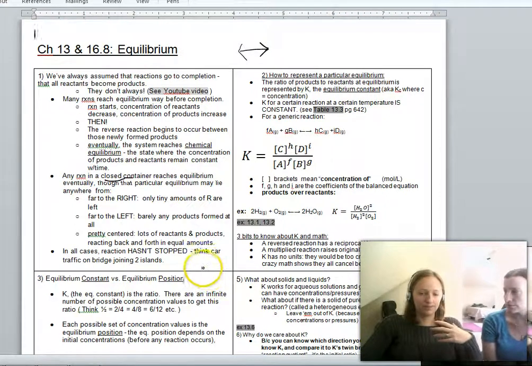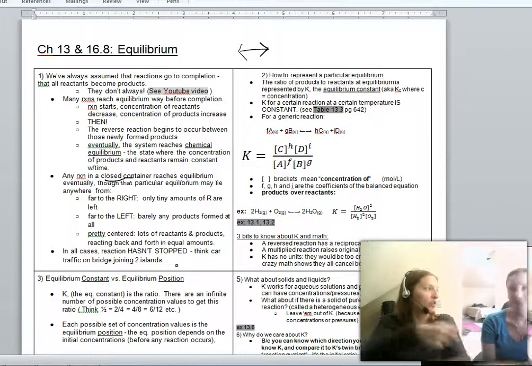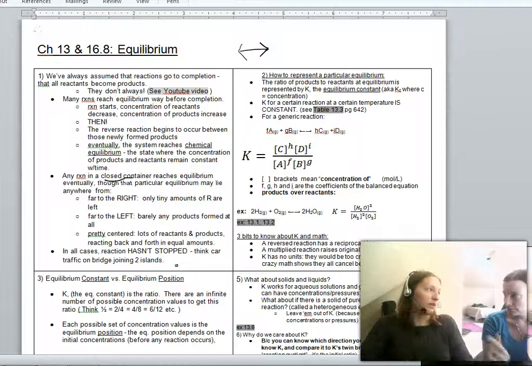And the metaphor that they use frequently is to think about if you've got two islands and a bridge, you can have the same population at all times on the islands with traffic crossing the bridge, as long as the traffic is in equal amounts.